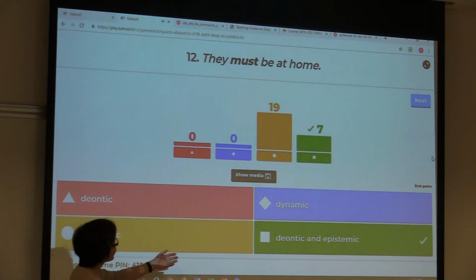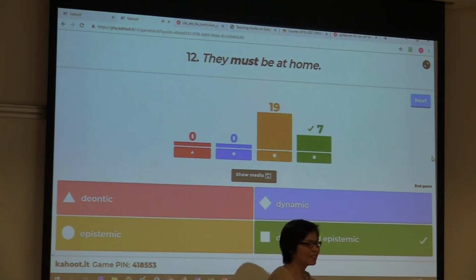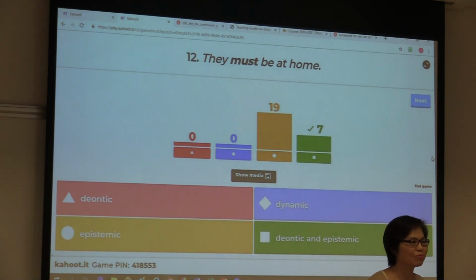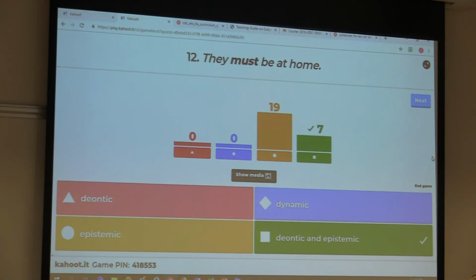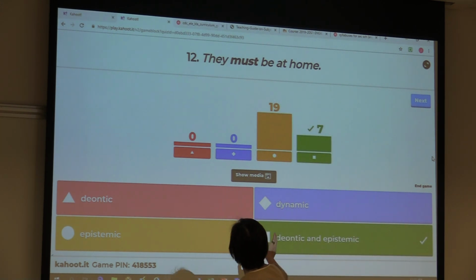Aha, 7 of you got it right. 19 said epistemic. They must be at home. You think he must be sick? They must be at home. Possibility. But can it be deontic? Yes, they must be at home. They can't go out. Obligation. They should do it. So deontic as well. Right.